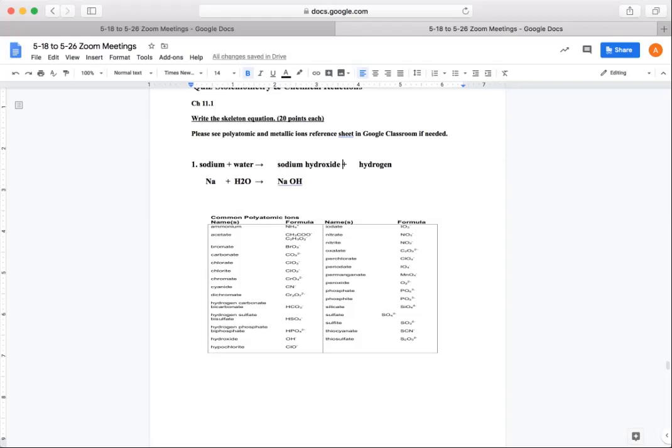How did I get hydroxide? Well, this is where this table comes in to help us. Sodium hydroxide. So OH is right here, right? This is hydroxide. Hydroxide is the name, OH is the symbol.